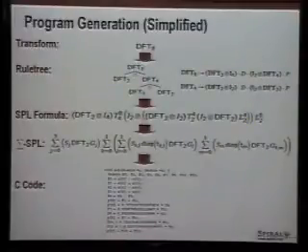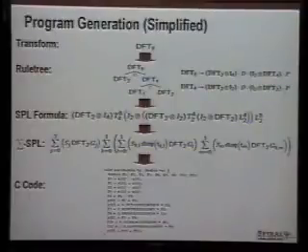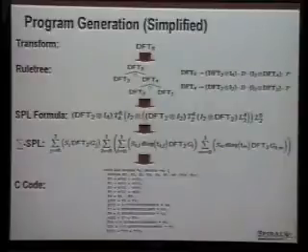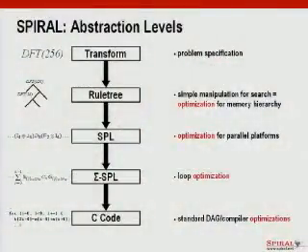By plugging in the actual rules, we translate this into an actual formula that looks like this. It's just a product of sparse structured matrices. Then we translate this mathematical expression into another one we call Sigma-SPL, which I'm not going to talk about in this talk. But this is another abstraction level we need actually to perform certain optimizations on loops. And then this is translated into C code. So you see this is an automated design flow going from a transform down to the code.